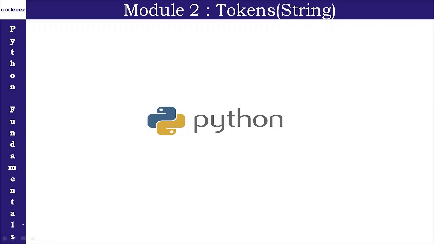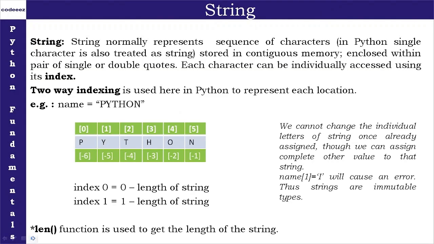Welcome back. Now here we are going to discuss the next data type, that is a string. Basically, a string is simply a collection of characters, a sequence of characters. It can be a single character also. It can be a collection of characters to form a word. It can be a collection of characters to form multiple words.